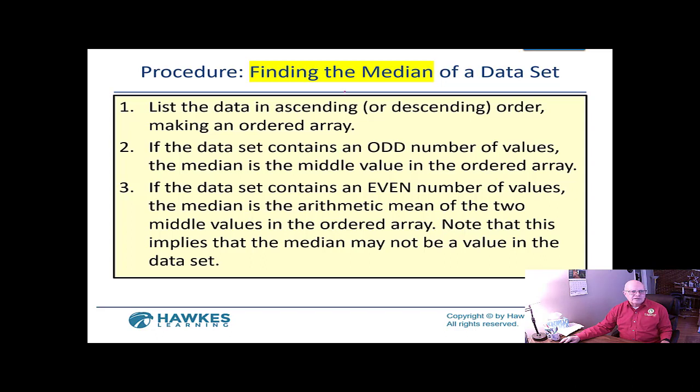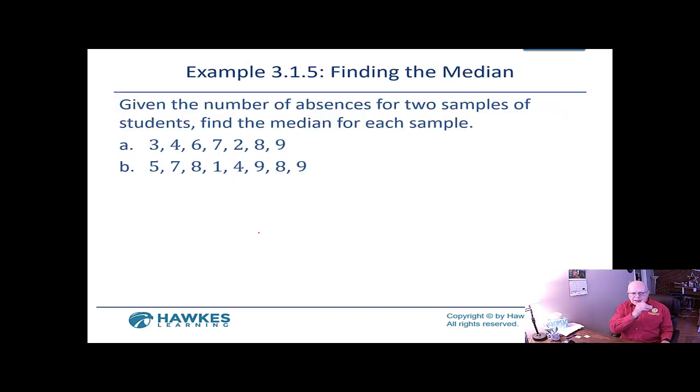Okay, next. Under the median, remember that's the middle one. If it's an odd number, it's just the one right in the middle. If it has an even number, take the mean of the two middle values, and you've got the median. Next, two to practice with. Hit pause, see if you can get these on the calculator or manually, whichever you like. And then come on back.